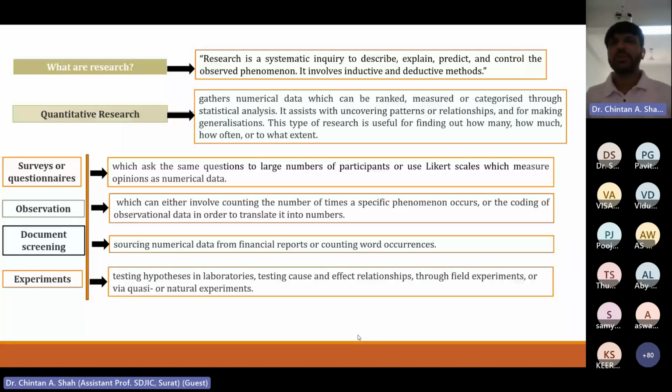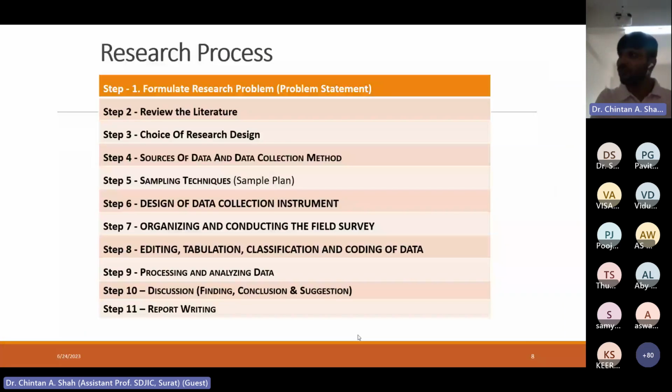Experiment is also another method. If your background is science, then you can go with laboratory testing, and if your background is social science and management, then field experiment, field study, is what we have, through which you can get information. Here there are 18, here it is 11 steps that we have to follow.